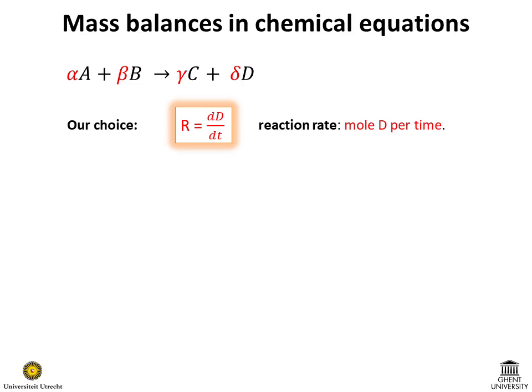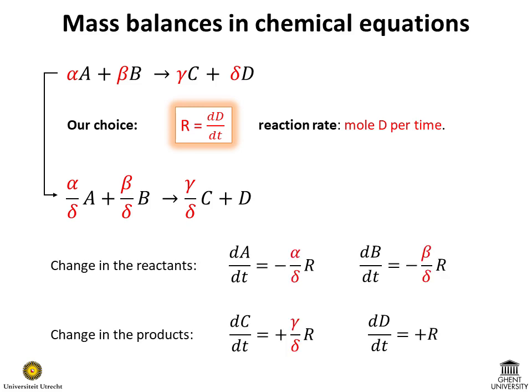First, we choose a unit of reaction rate. Let's assume, for instance, that we want to express the rate in moles of D per time. In the second step, we rewrite the stoichiometric coefficients and create a standardized chemical reaction that is consistent with the original chemical equation. The new coefficients will therefore represent the moles of substance consumed or produced per mole of D. Finally, the rate of change in the reactants and products is calculated by multiplying the reaction rate with the corresponding stoichiometric coefficient in the standardized chemical reaction.